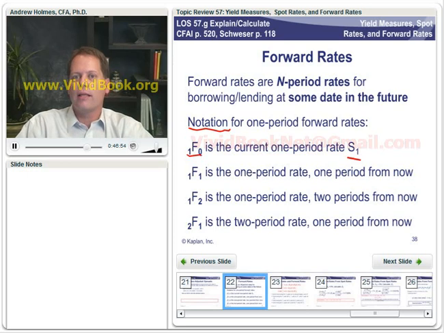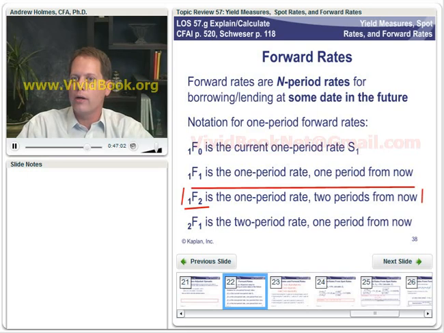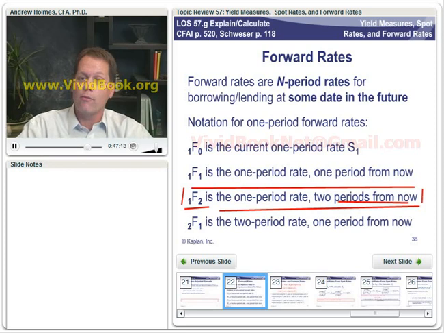If you get this definition down, that'll help you with the notation. The 1F2 is the 1 period rate 2 periods from now. So the 2F1 is the 2 period rate 1 period from now. So the first number, the first subscript, is the duration of the rate, or the time over which the rate is covered. The second number is when the rate would begin. So the 1F2 is the 1 period rate 2 years from today.